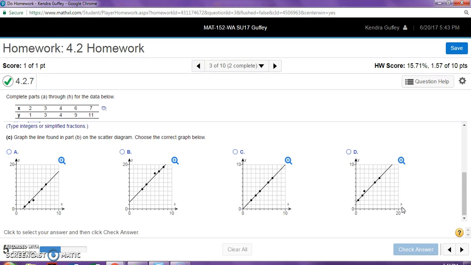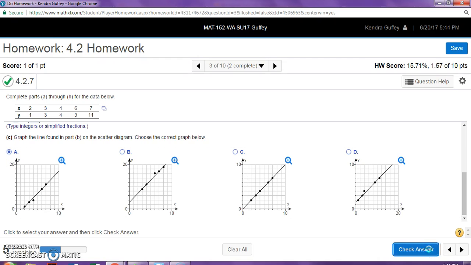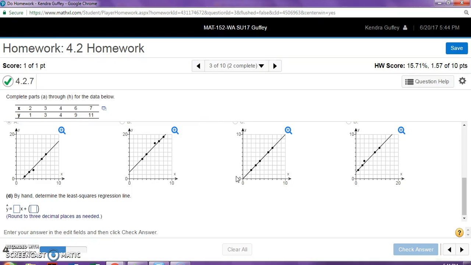So we know that going over to 20 is too much, so we can eliminate that. And this one starts up too far, and then here we're supposed to be at 2, 1. So again, we know this graph is wrong. And so that leaves A as the only possibility. Alright, so I'm going to do that one here.